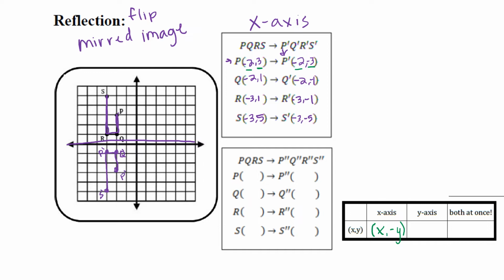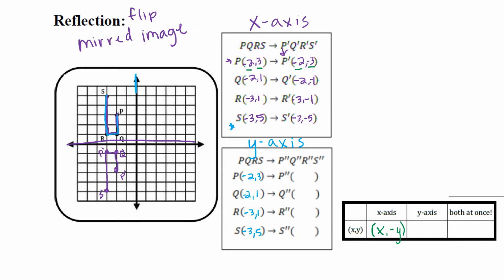So now let's talk about what happens if I flip over the y-axis. So I'm going to highlight, we're still dealing with the original, the pre-image. Okay, so we can steal all the points. We know P is -2, 3. We know Q is -2, 1. We know R is -3, 1. And I'm just pulling these from the points right here, stealing those same points. S is -3, 5. Okay, so now I want to go over the y-axis.